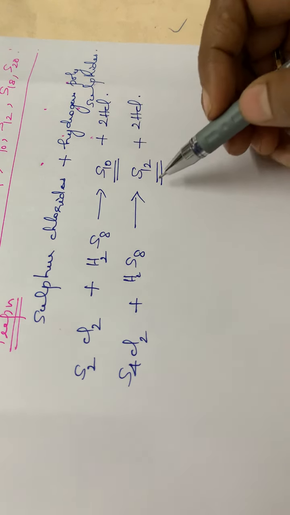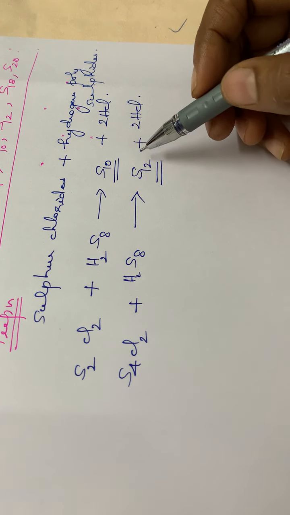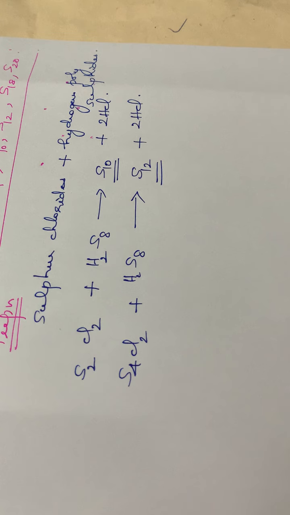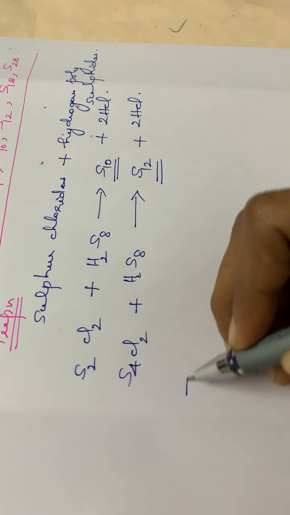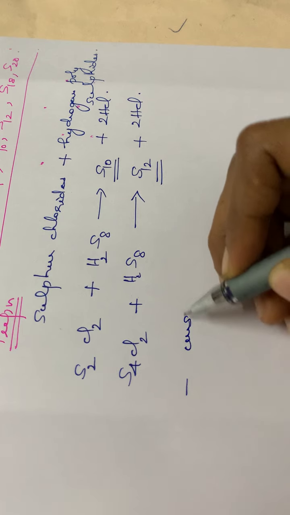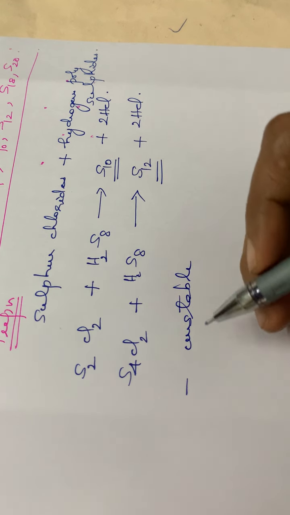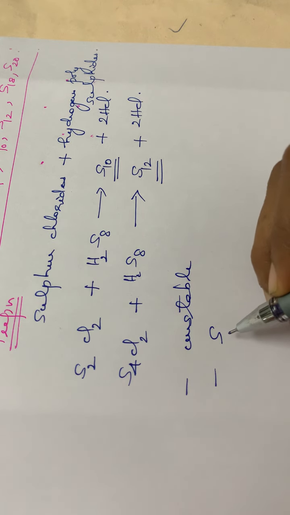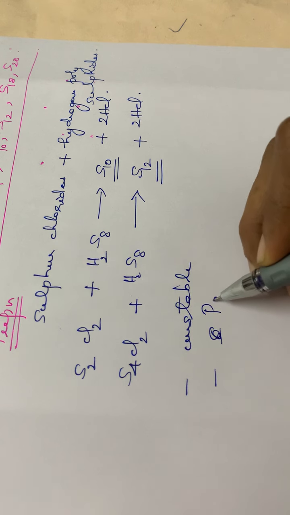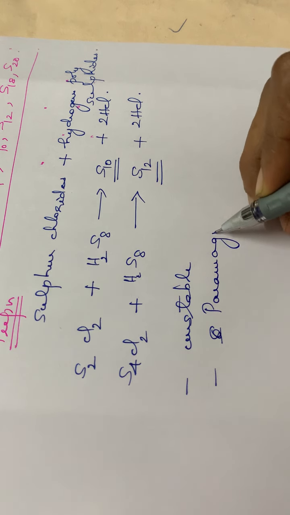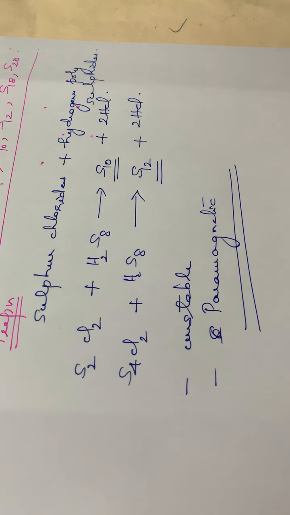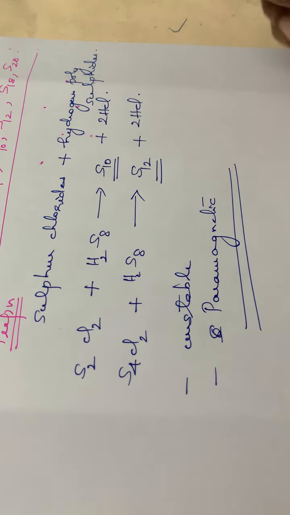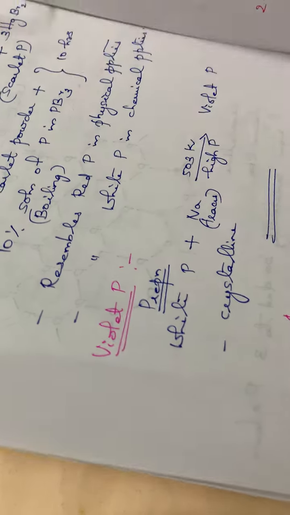So these are cyclic sulfurs, that means they are in the ring form, isn't it? And also they are unstable. And they are paramagnetic also. Paramagnetic means they will be having unpaired electrons. So these allotropes are paramagnetic. That means they will be having unpaired electrons. Okay. These are the different allotropes of sulfur. There are almost 7 types.